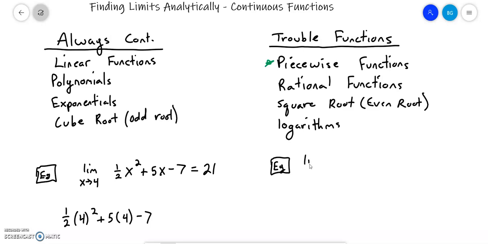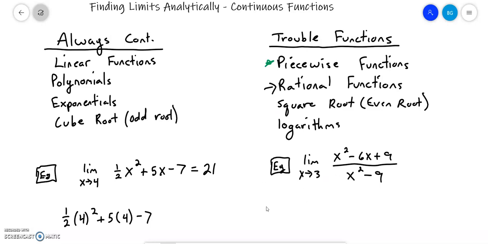And so what I mean by that is here, let's say we had the limit as x goes to 3 of x squared minus 6x plus 9 over x squared minus 9. And so again, maybe it's worth our while to think, is this a nice function or is this a trouble function? Well, this is a rational function. That's a trouble function.